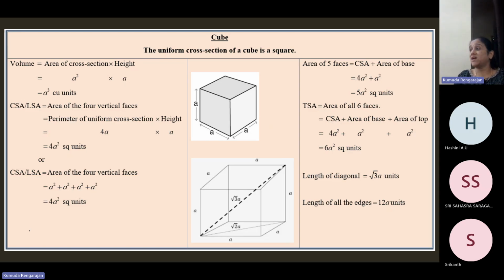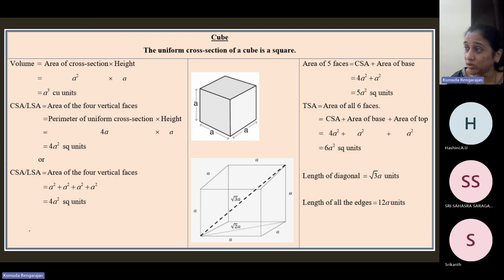A cone does not have a uniform cross section. You cannot stack identical circles and get a cone, because the sizes of the circles should keep reducing. Only then you'll get a cone. When you have many circles of decreasing radius, decreasing uniformly, only then you can get a cone. So the cross section is a circle, but it's not a uniform cross section for a cone.